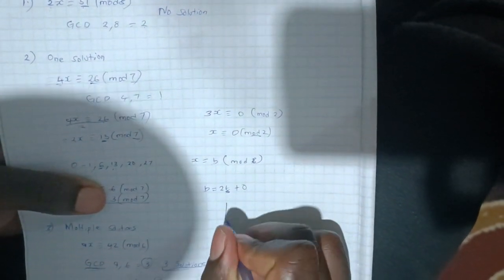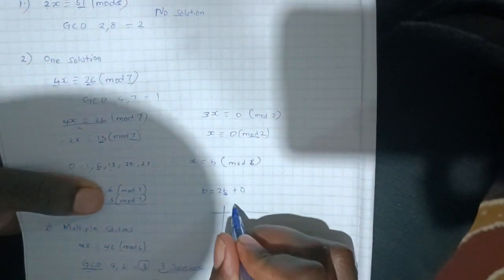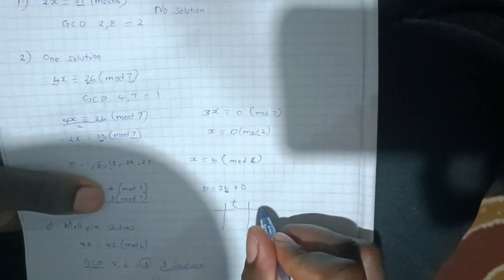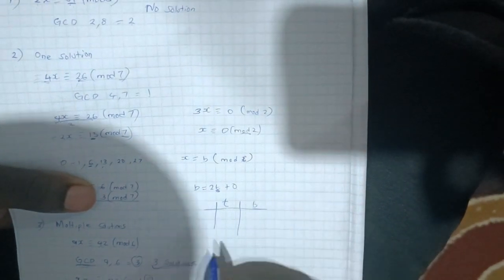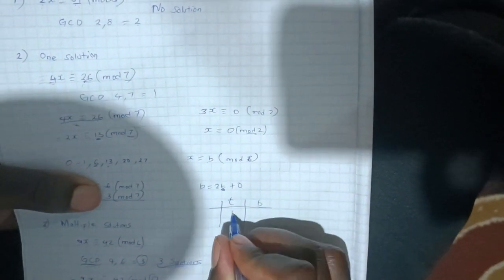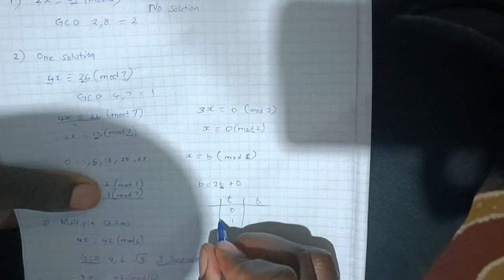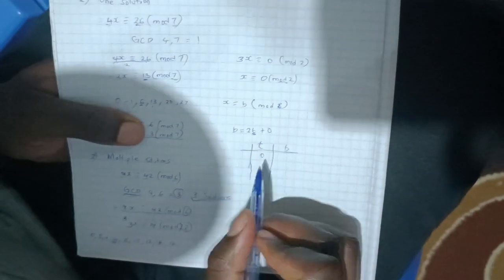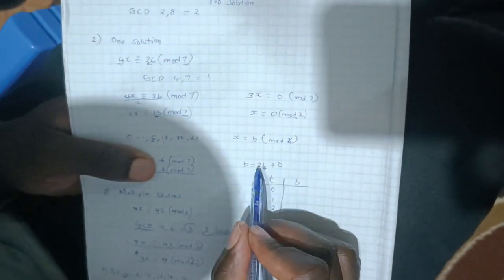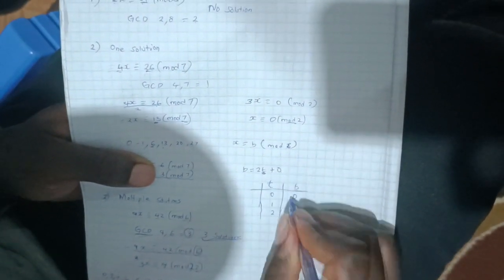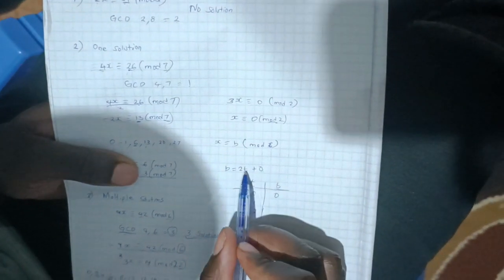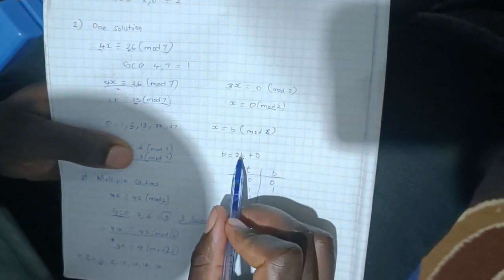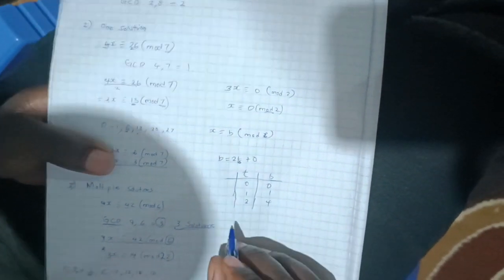We can draw the table in here. We say t, and this is b. We start the values from 0, 1, 2, because there are 3 solutions. So we substitute t with 0, we get 2 times 0 plus 0 is 0, 2 times 1 plus 0 is 2, and 2 times 2, 4 plus 0 is 4.